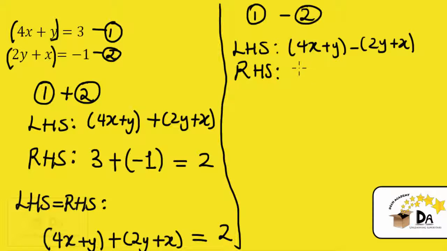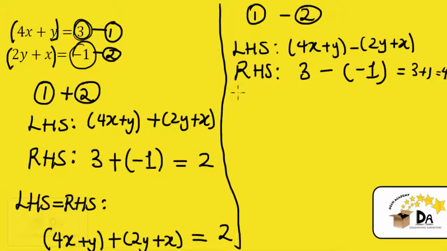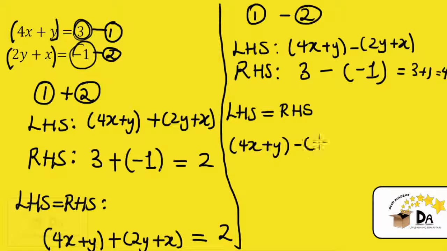Right-hand side subtraction is 3 minus 1. 3 is the right-hand side result of equation 1. 3 minus the right-hand side result of equation 2, which is minus 1. And this is 3 plus 1, because minus times minus 1 is plus 1, which is 4. So anyway, equating the results gives (4x plus y) minus (2y plus x) equals 4.